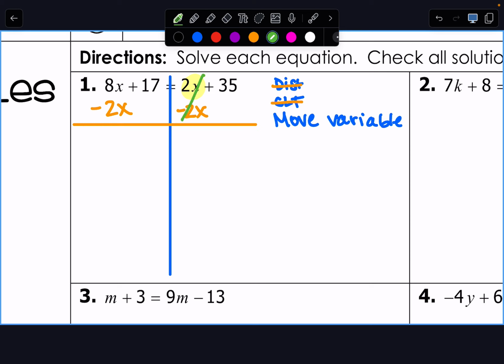So that 2x minus 2x cancels. Do you notice how I put my minus 2x right underneath my 8x? Be organized with your work so that when you look at it, you know I need to take 8 minus 2 because those are the coefficients of my variables. 6x plus 17 equals what's on the right side? 35.